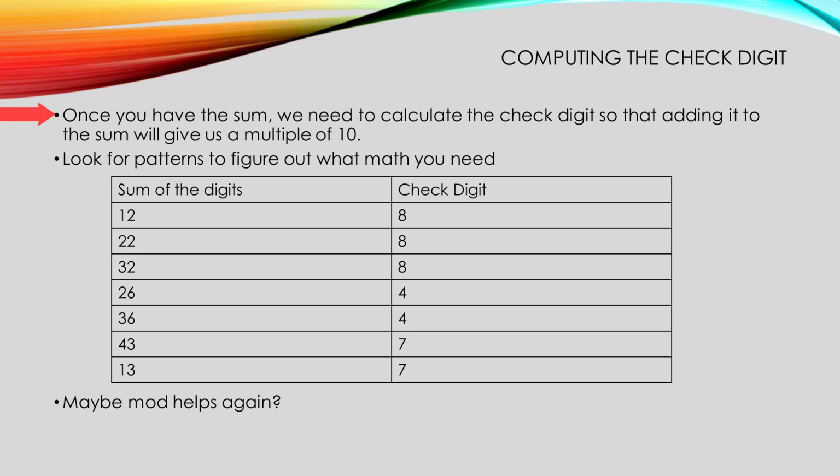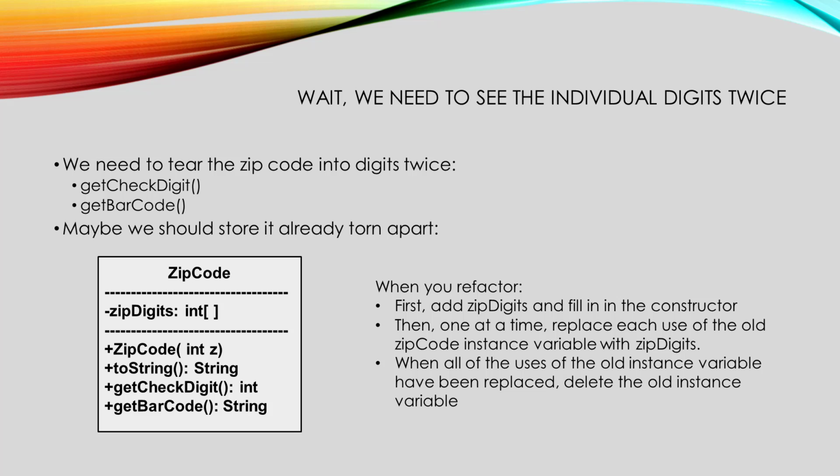Once you have the sum, you need to find a number that, when added to that sum, makes the total be a multiple of 10. My best clue is, look for a pattern. Here are some examples, and what each would need the check digit to be. One more mod trick gets you what you need. After you build the code to calculate the check digit, the lab starts leading you through actually building the barcode.